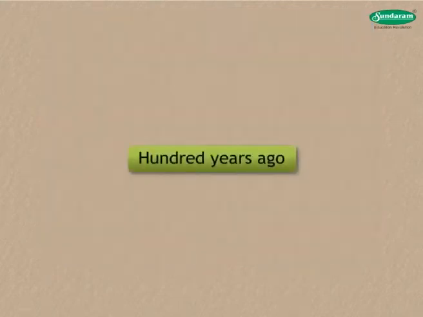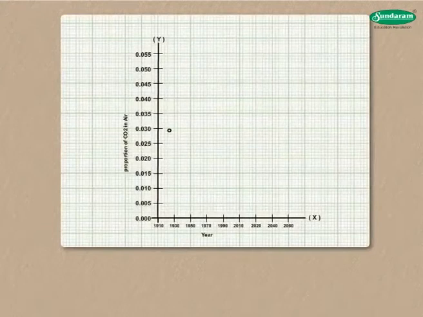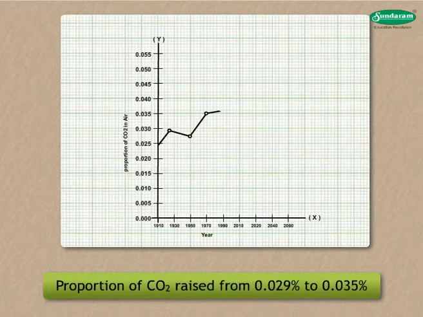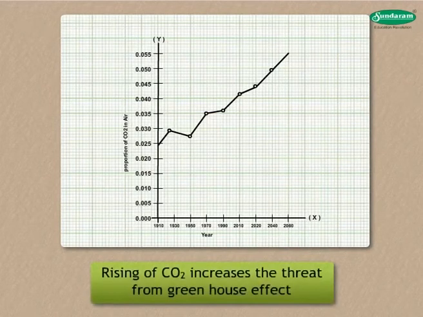About 100 years ago, the proportion of carbon dioxide in air was about 0.029%. At present, it has risen to 0.035%. There is danger of its rising even higher in future. This rising proportion of carbon dioxide increases the threat from greenhouse effect.